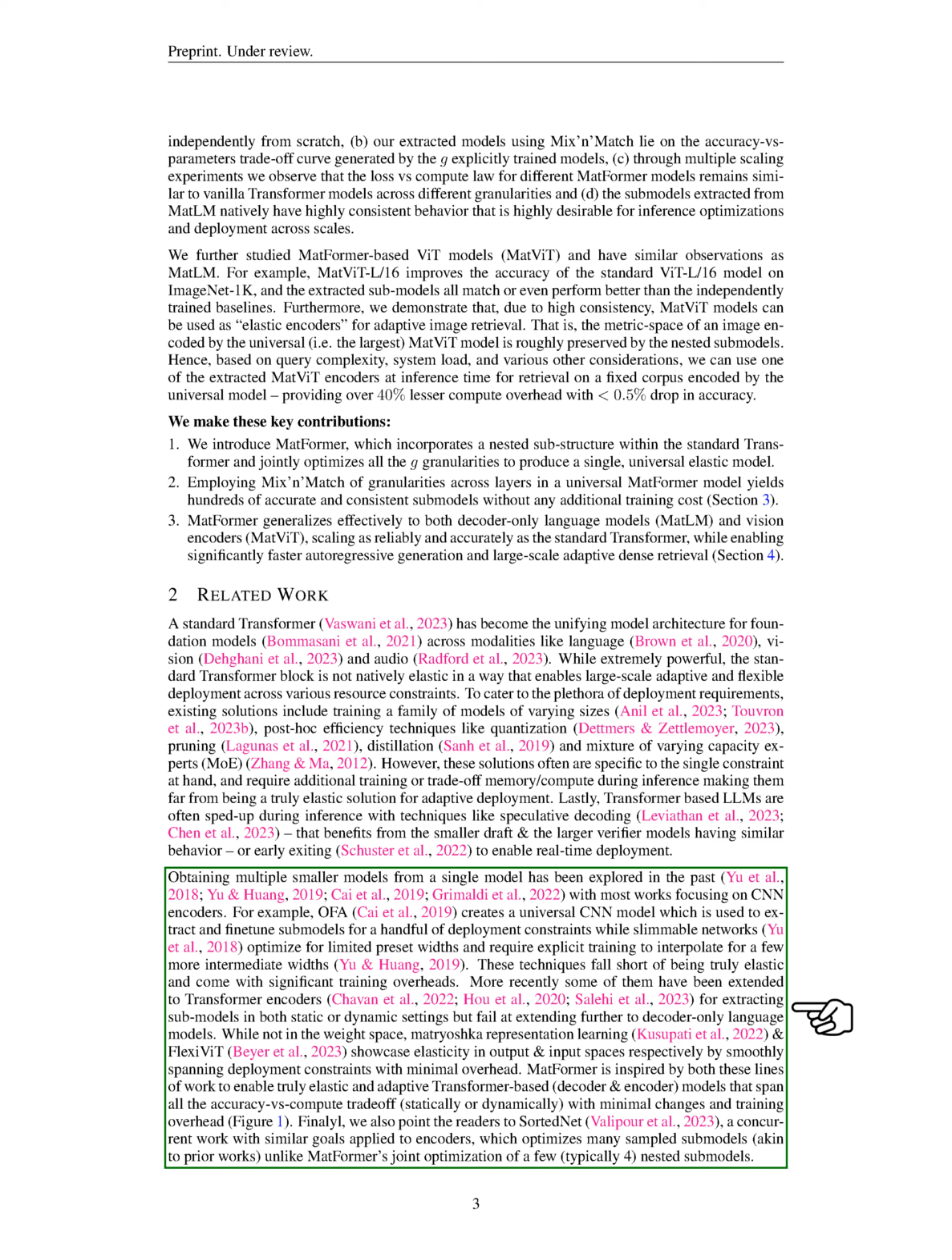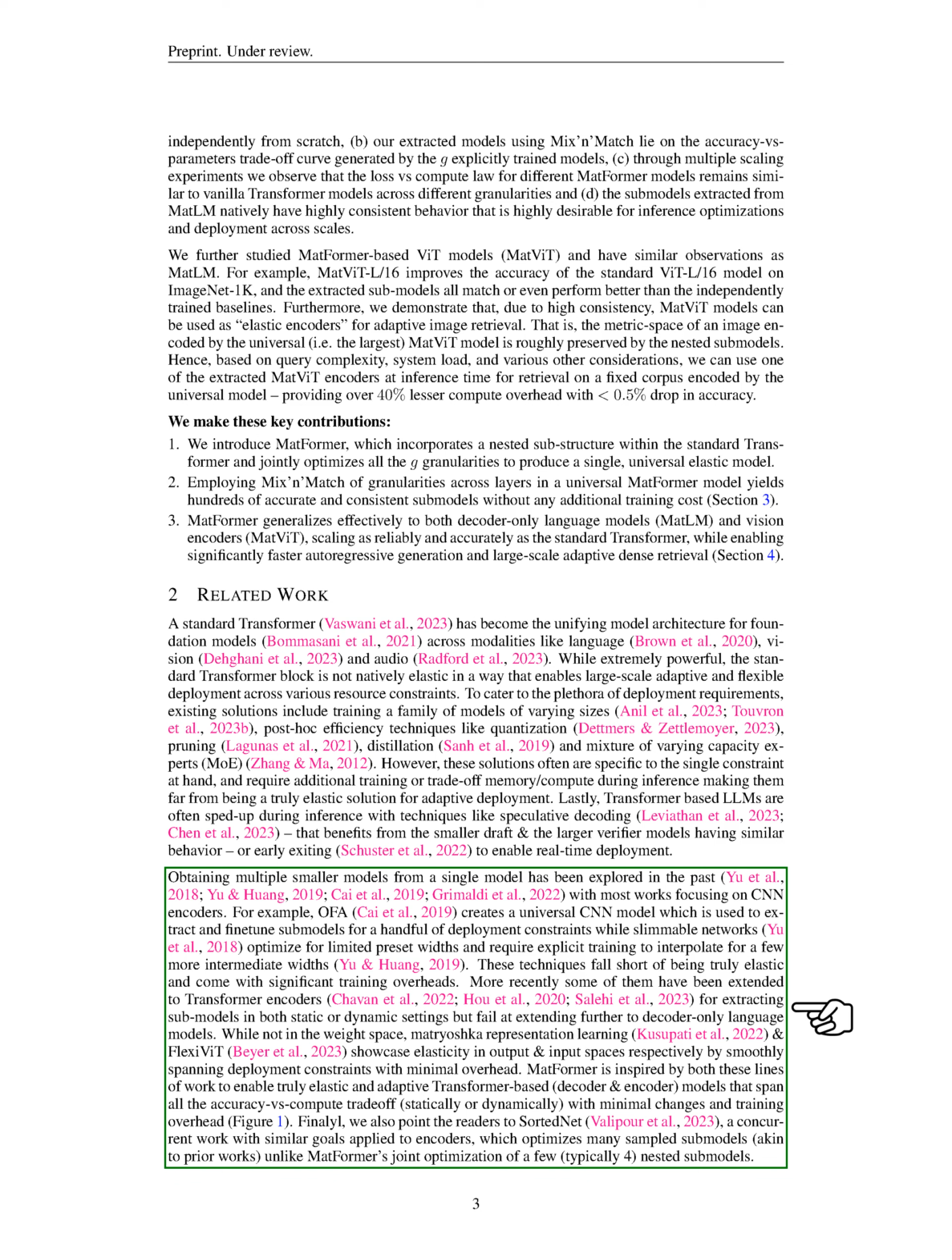On the other hand, Matryoshka representation learning and FlexiViT demonstrate elasticity in output and input spaces respectively. They can smoothly span deployment constraints with minimal overhead. Our proposed model, MatFormer, is inspired by these works. It aims to provide truly flexible and adaptive transformer-based models that can balance accuracy and computation trade-offs with minimal changes in training overhead. We also refer readers to SortedNet, a concurrent work with similar goals applied to encoders. Unlike MatFormer's joint optimization of a few nested submodels, SortedNet optimizes many sampled submodels.